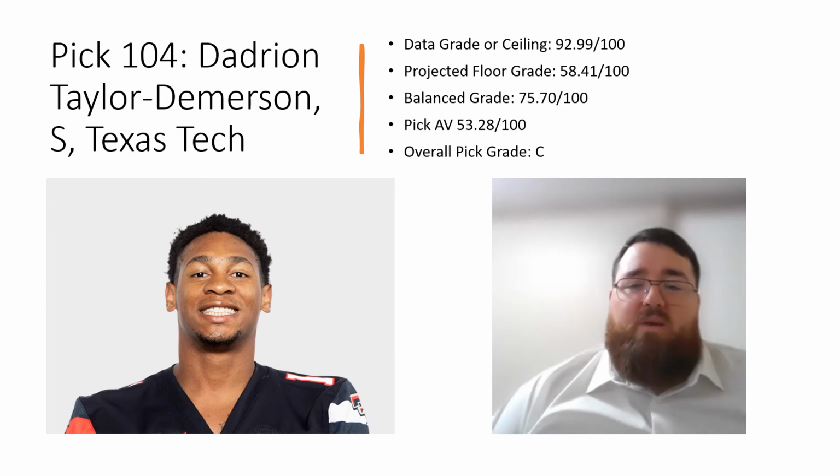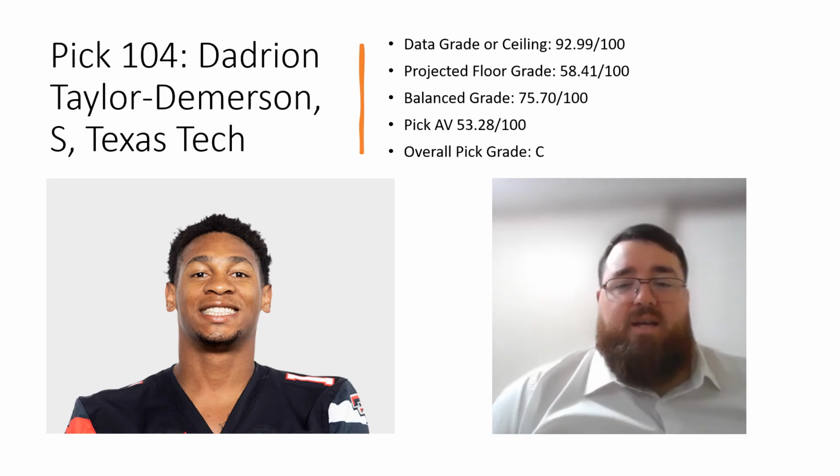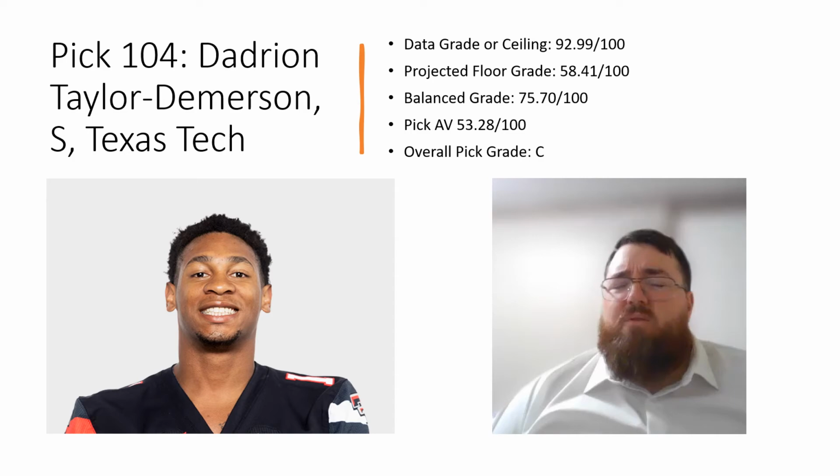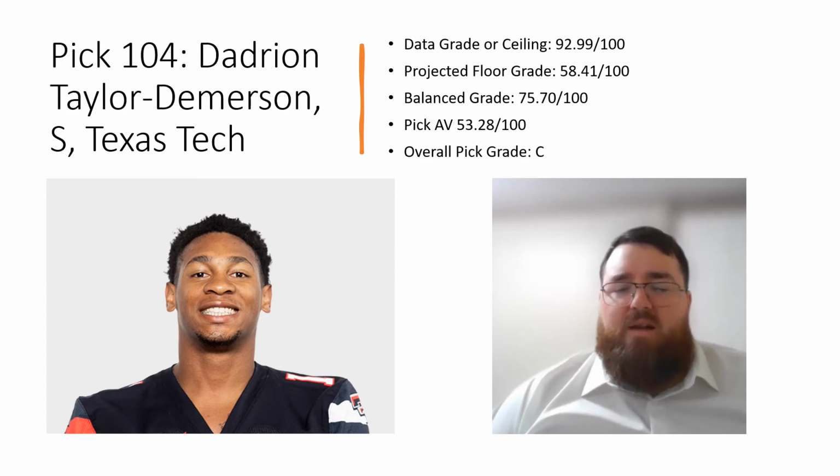Then, of course, we get to pick 104, which is Dayon Taylor Dimerson, safety out of Texas Tech. The data grade or ceiling for him is 92.99 out of 100. The projected floor grade is 58.41 out of 100, and his balanced grade is 75.70 out of 100. His pick AV is 53.28 out of 100. And I would say the overall pick grade is a C.